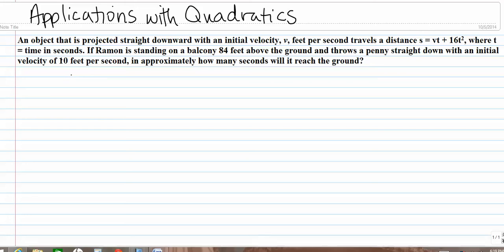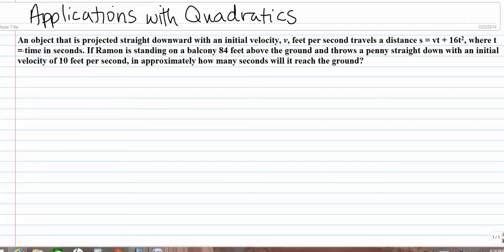Okay, just like with any equation, we want to be able to use what we know about solving equations to apply it to real life situations. So we're going to do that with quadratics, just like we do with linear situations as well.